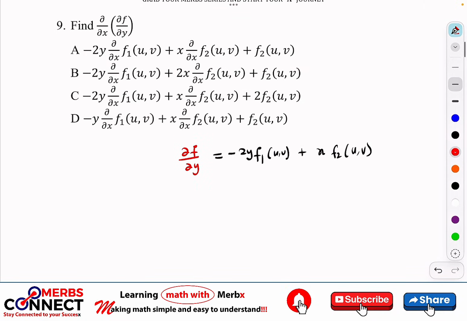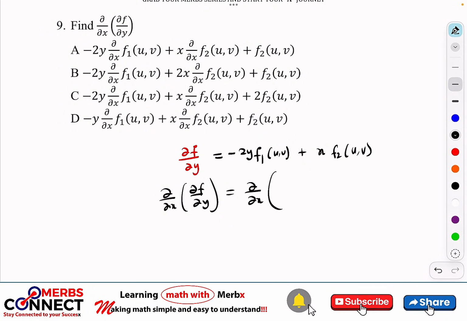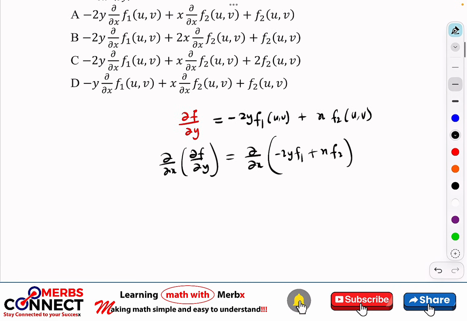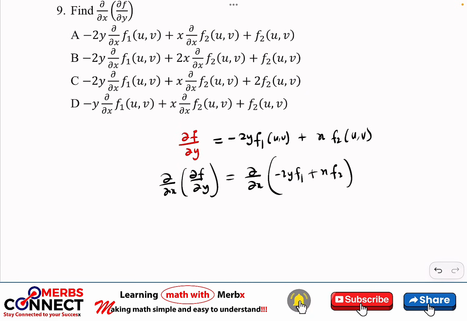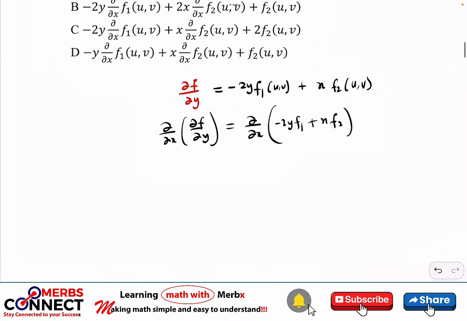Okay, so now let's see what we can do here. We just need to differentiate this with respect to x. So this will be partial of x, and this will be minus 2y f1 plus x f2. Look at what is happening here. This is just y. It has no dependence on x, so this is just a constant. So we just need to differentiate this. This is what is going to happen.